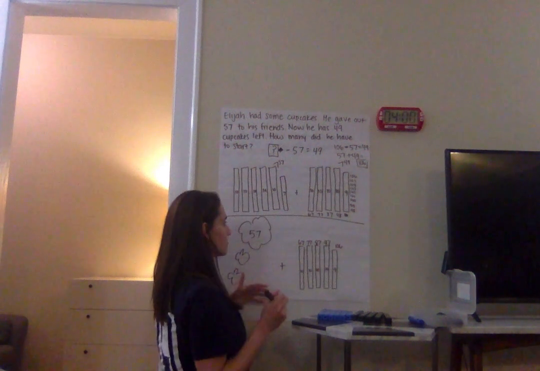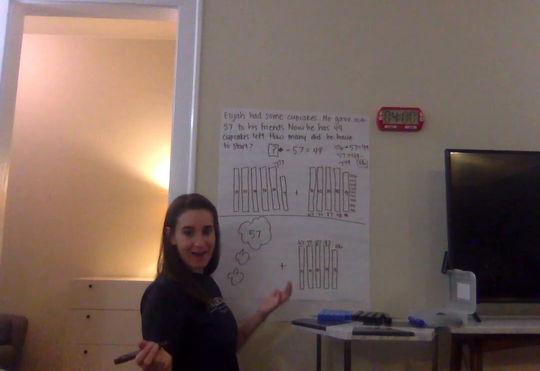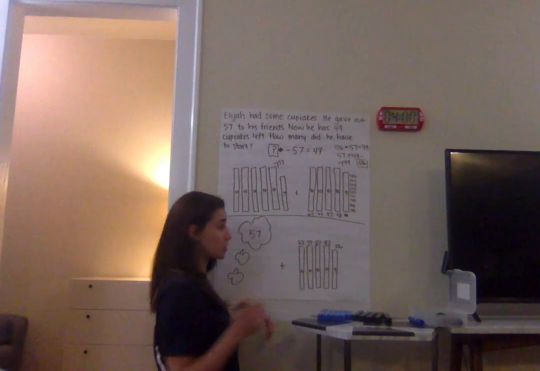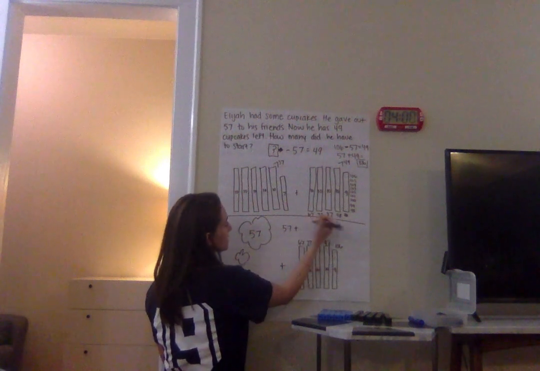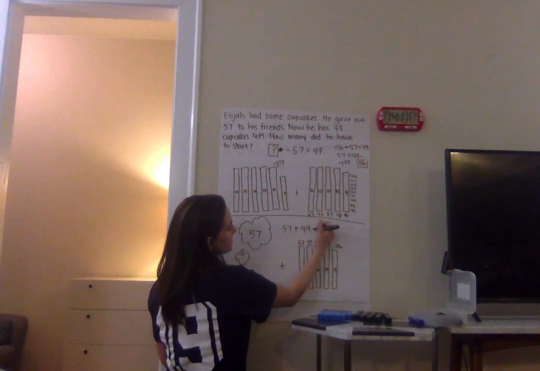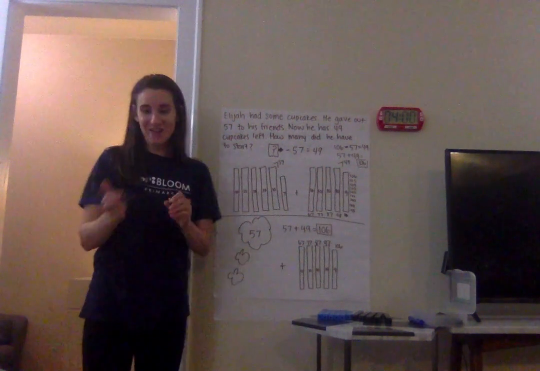So I had the same thing, but this way it seems to be a little faster because I didn't actually have to draw out that whole bigger number. I just kept it in my head. So I know that 57 plus 49 is equal to 106. Beautiful, Kipsters. That looks awesome.